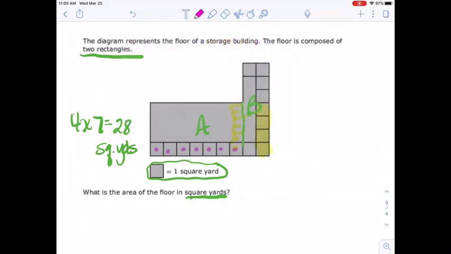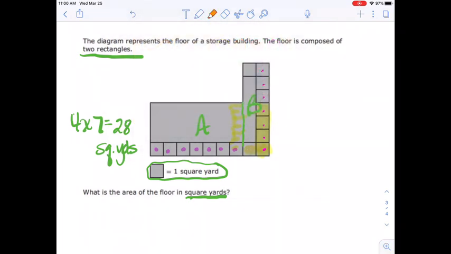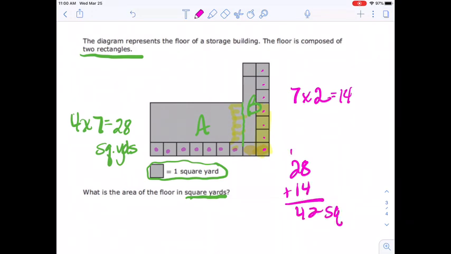Now let's look at B. In B, we can see we have 1, 2, 3, 4, 5, 6, 7 rows, and each row has 1, 2 squares in it, 2 square yards. So we have 7 times 2, which we know is 14. And then we would add together 28 square yards plus 14 square yards is 42 square yards. I'm going to write that down over here.